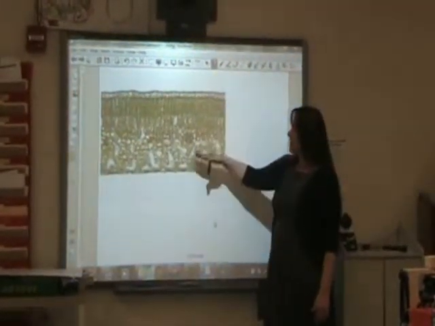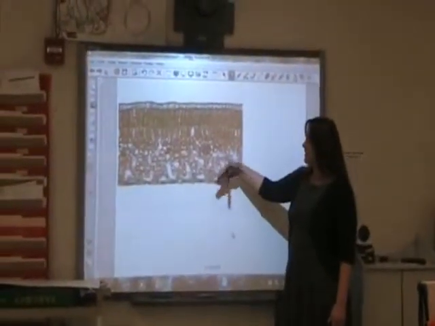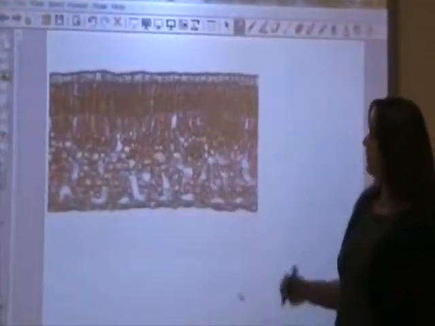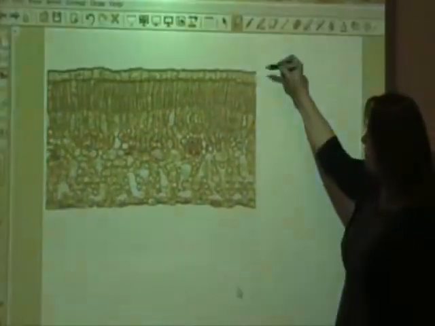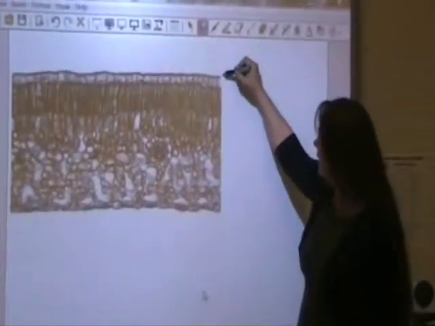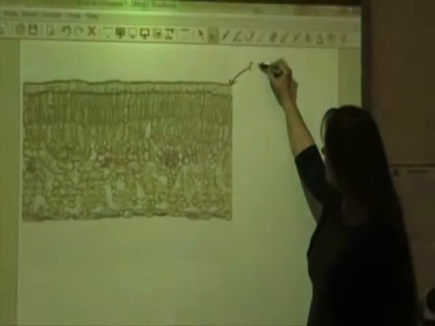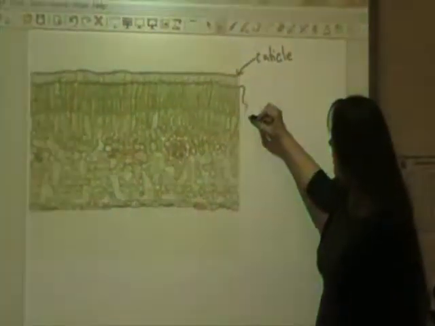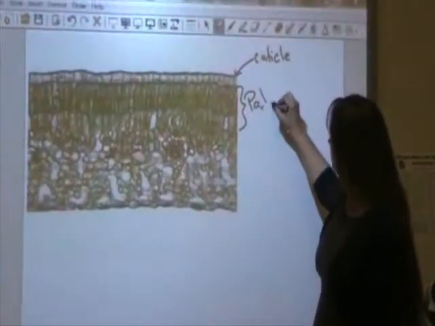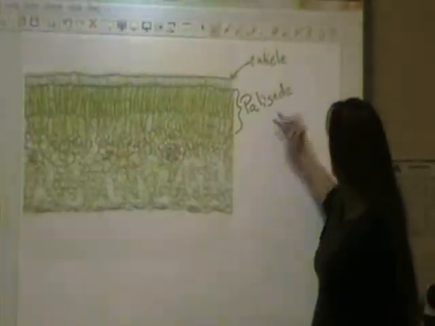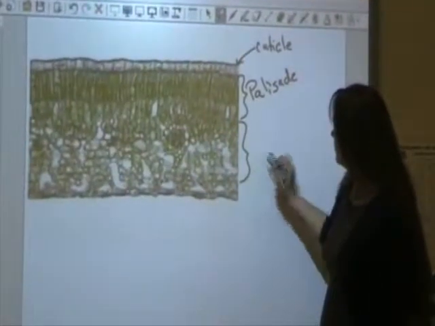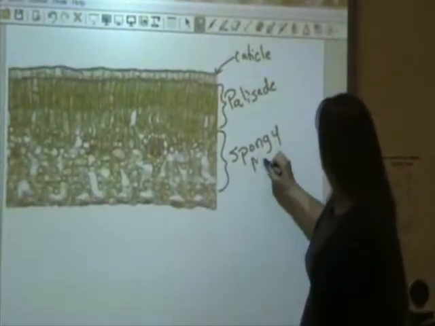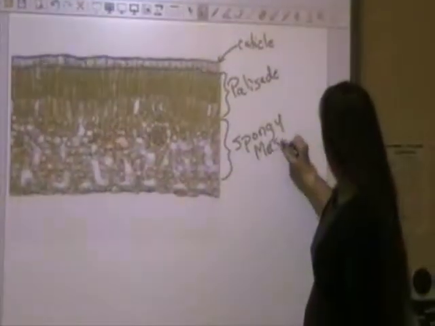So this is a leaf cross-section. It's as though you sliced into the leaf and we're watching it from the side view. And you know some of these parts already. We have the cuticle on the outside and the palisade layer. And then right here in the middle is the spongy mesophyll.